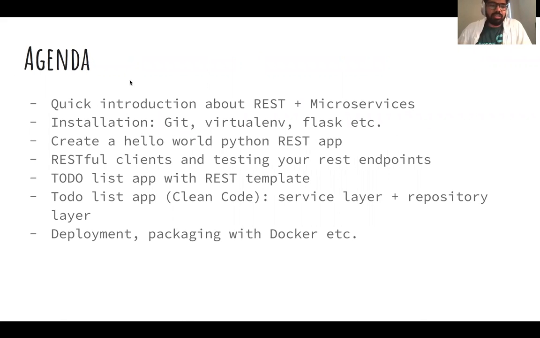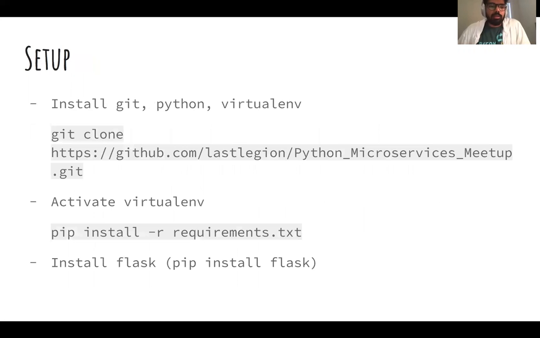This is just a quick agenda of what we're going to cover. So we already talked about REST plus microservices. Next up, we'll try to get a little more hands-on with Git, virtualenv, Flask, and the libraries that we'll be using. We'll create a Hello World REST app. We'll create some REST clients, and at the end, we'll start working on a to-do list app, which is going to be our sort of project for this presentation.